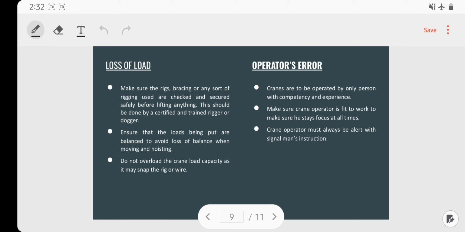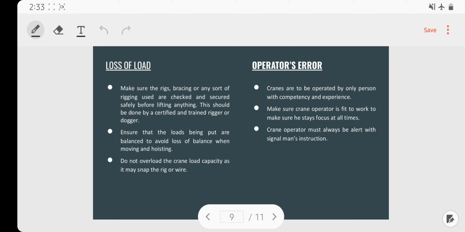And of course, do not overload the crane load capacity, as it may snap the rig or the wire. Every rig itself, not just the crane, has its own weight limit as well. So we must not exceed the weight limit given by the manufacturer, because every rig has its own safe working limit. We have to follow the safe working limit in order to make things work.